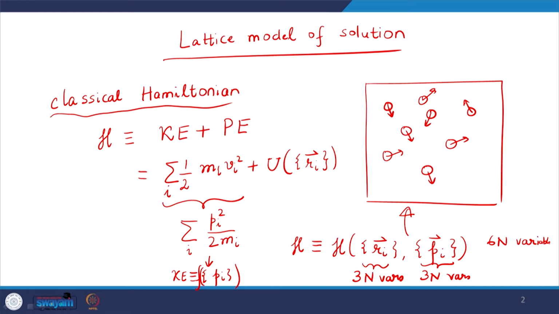These 6n variables are what is referred to as the phase space. Why? Because the Hamiltonian is changing as a function of all these 6n variables, right. As any of the positions of any of the molecules changes, the Hamiltonian changes. As any of the momenta of any of the particles changes, the Hamiltonian changes. So, in totality, there are 6n variables in that particular function, which pretty much determines the state of a system, right. And this is what we call a phase space.